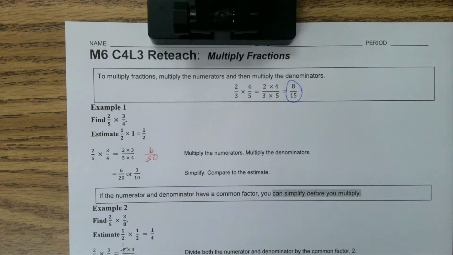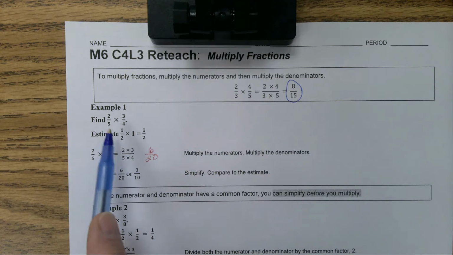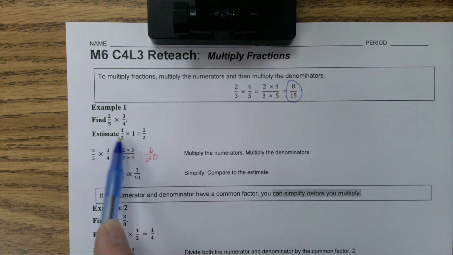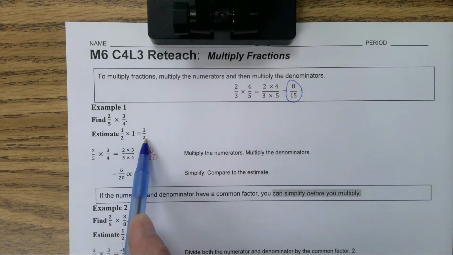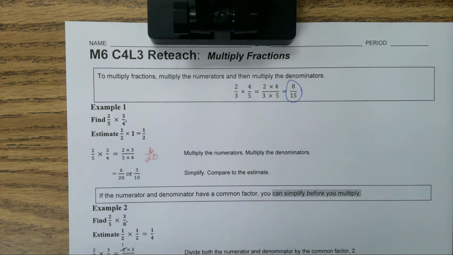In example 1, here they do an estimate. They say that 2/5 is close to 1/2, 3/4 is close to 1, 1/2 times 1 is 1/2. That indicates that your answer should be close to 1/2. I am not going to require you to do an estimate. We're just going to practice on the process of doing the actual multiplication.